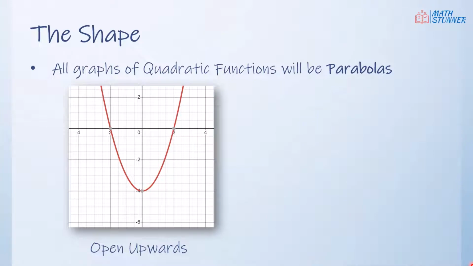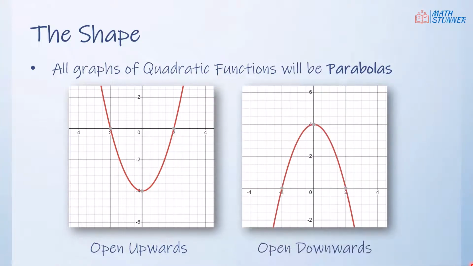And this parabola can open upwards or open downwards. As we can clearly see in the open upwards graph, as I go upwards, the graph is opening and getting wider. Similarly, in the open downwards graph, as I go downwards, my graph is getting wider.